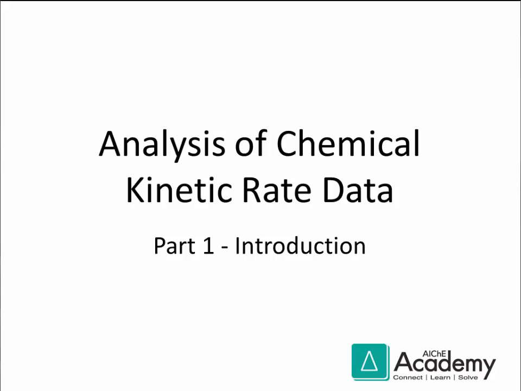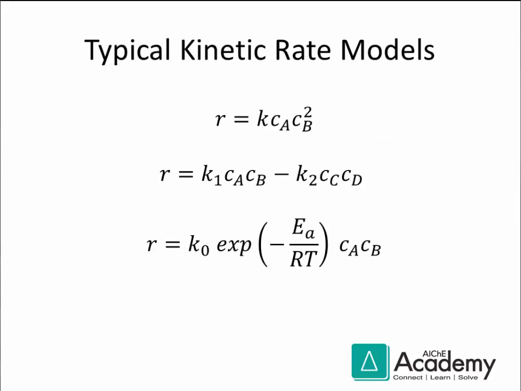If a chemical reaction is to be properly scaled up, it is essential to have a kinetic model for that reaction, such as the typical models you see here. Of course, it's also necessary to have values for all the parameters in your model. A model with parameters can generally be constructed by analyzing kinetic data obtained in the laboratory. There are multiple ways of doing this, and in this series of videos, we will discuss some of those ways.